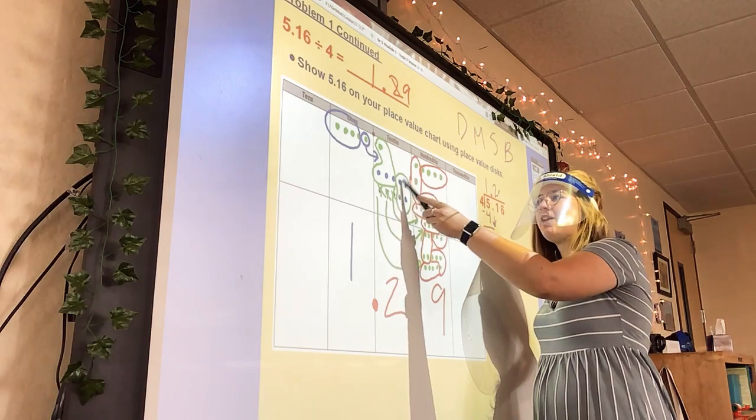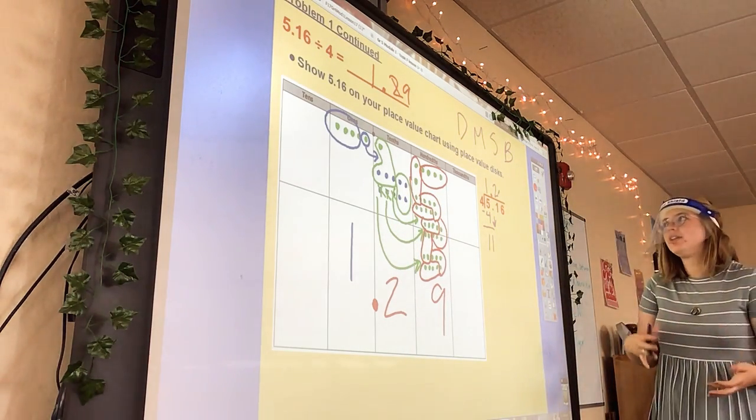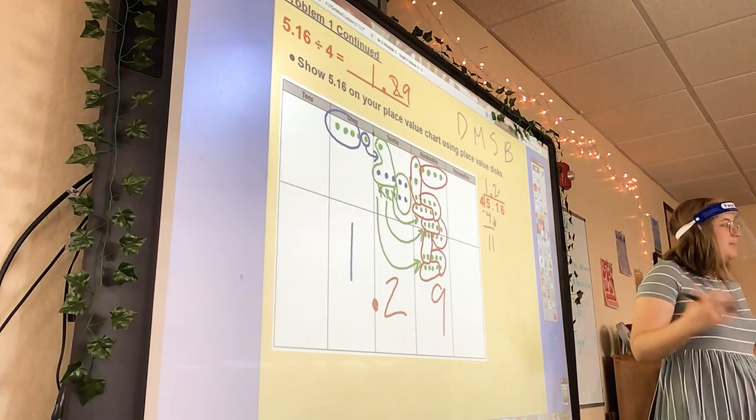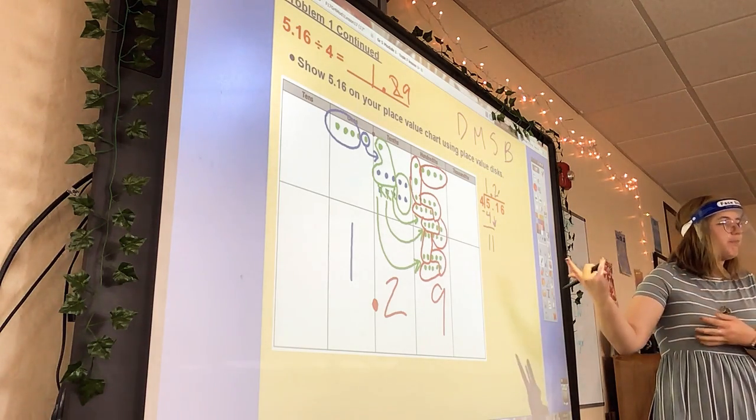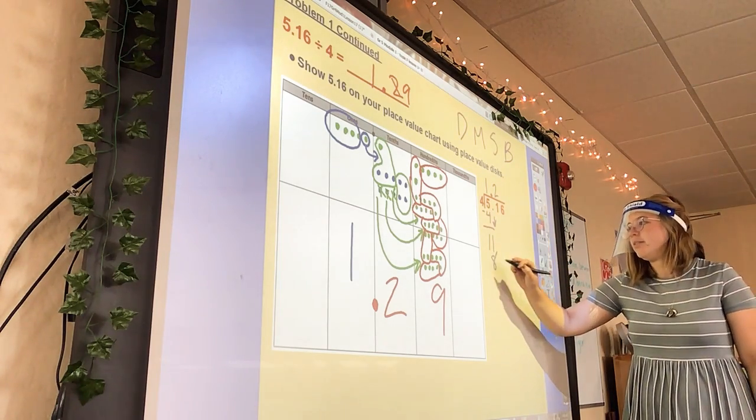1, 2, 3, 4, 5, 6, 7, 8 of those dots were used, okay? So 4 goes into 11 8 times. That's kind of where that connection is. Does everybody see that? Yeah. Okay, great. So 4 times 2 gives me 8.